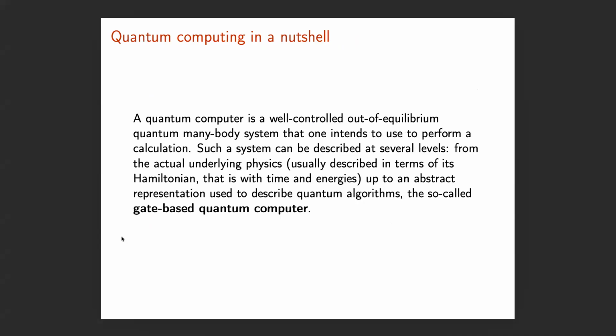A quantum computer is a well-controlled, out-of-equilibrium quantum many-body system that one intends to use to perform a calculation. So I'm manipulating physical states in a system by lasers or other external probes. This is then translated into what we are going to call gates, an abstract representation used to describe quantum algorithms. This is normally called the gate-based quantum computer.